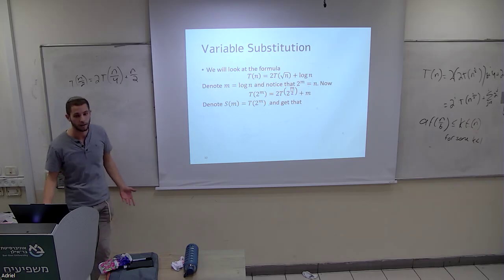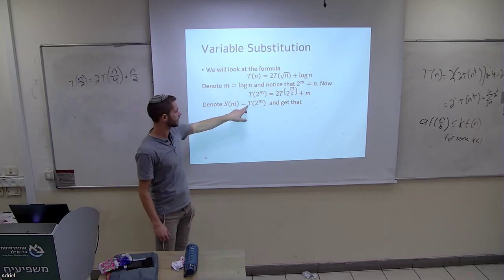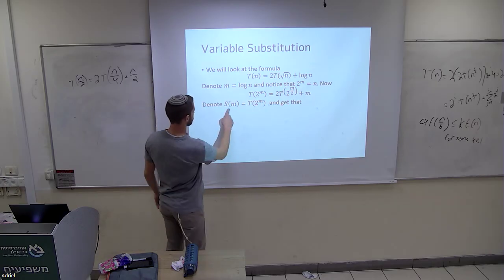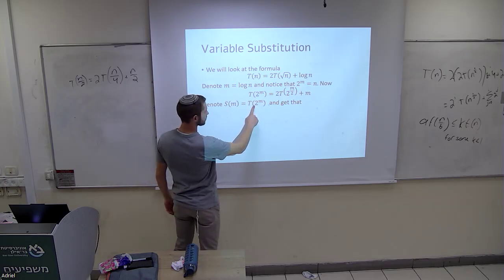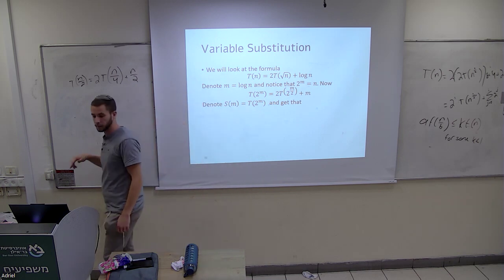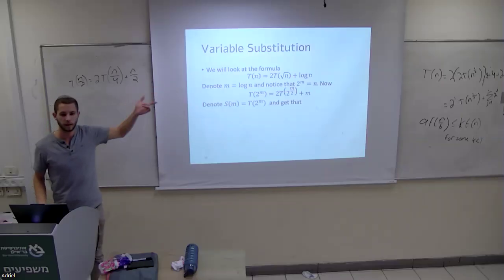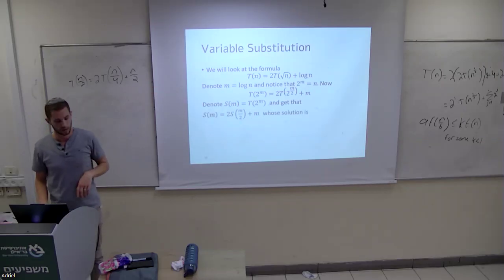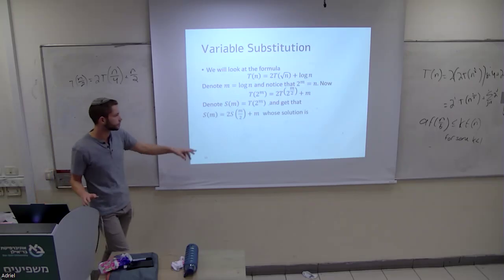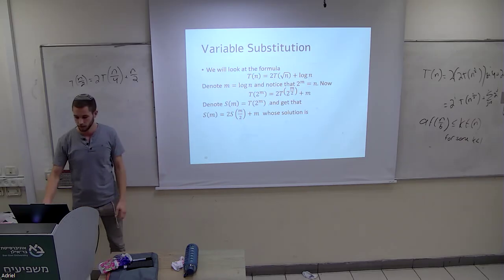Now we're going to do another trick: s of m equals this. We're going to basically denote this to be equal to this, right? So now we're going to solve s of m. It's going to be very simple. And then we're going to substitute all these things back in to get our actual answer. So now s of m equals 2 times s of m divided by 2 plus m.